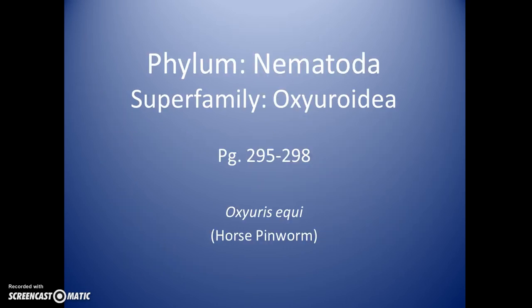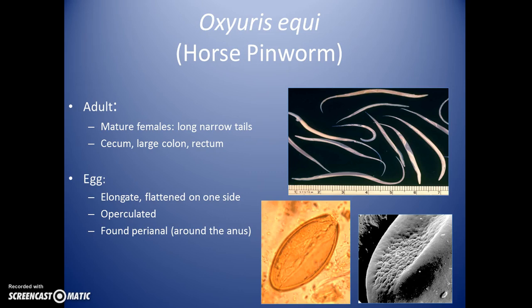So the next parasite we're going to discuss is from the superfamily Oxyuroidea, and the actual parasite name is Oxyuris equi, commonly known as the horse pinworm. The adult horse pinworm, the mature females, have long, narrow tails, and you're going to find the adults in the cecum, large colon, and rectum. That is where they reside.